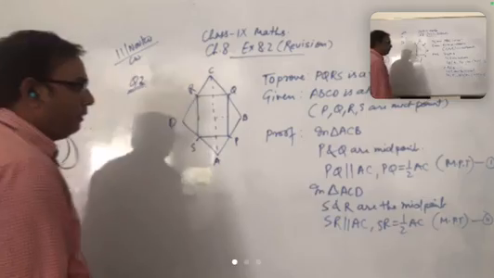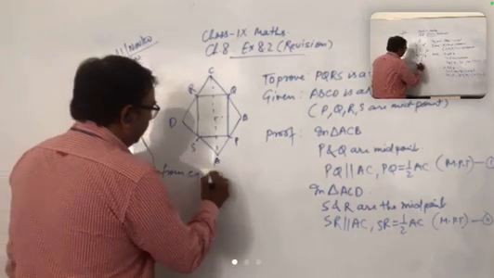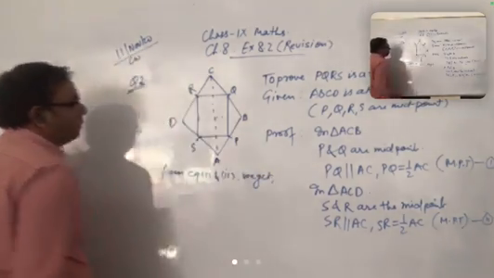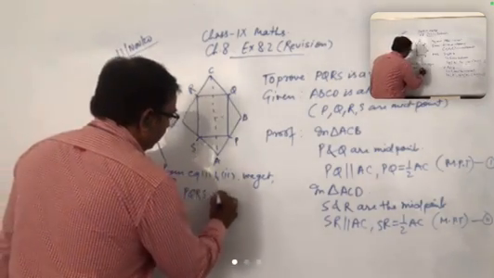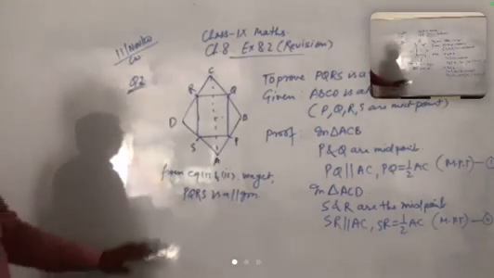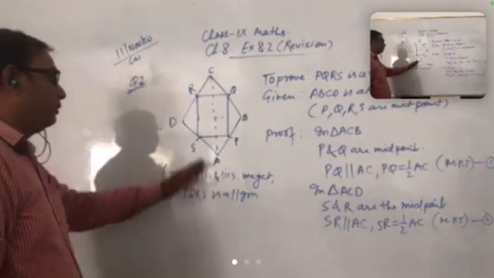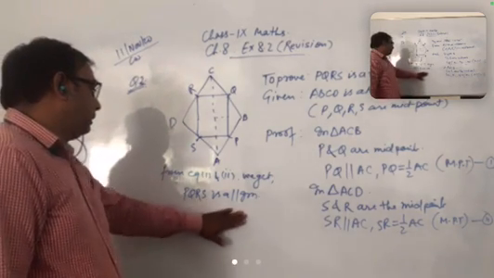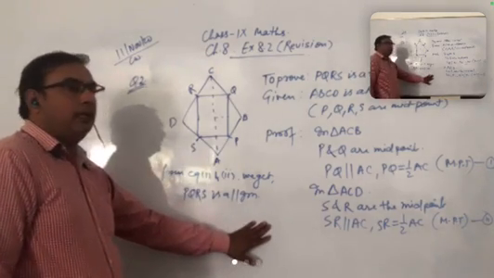Okay, this is the second equation. Now from equation 1 and 2 we get PQ equal to RS, so PQRS is a parallelogram. From equation 1 and 2, PQ equals RS, but that is not required. First we have to prove this, that PQRS is a parallelogram. Clear?